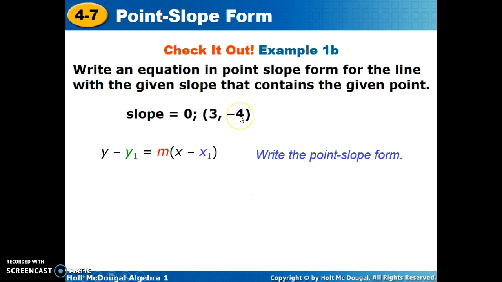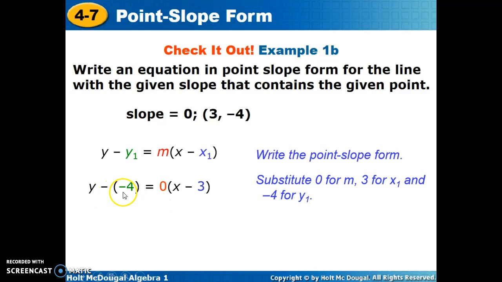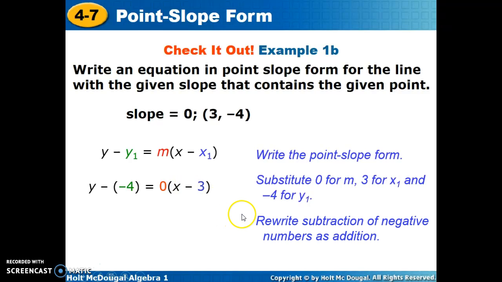We're going to substitute -4 for y. So we have y minus -4. And a slope of 0 cancels this side of the equation. x minus 3 times 0 is simply 0.